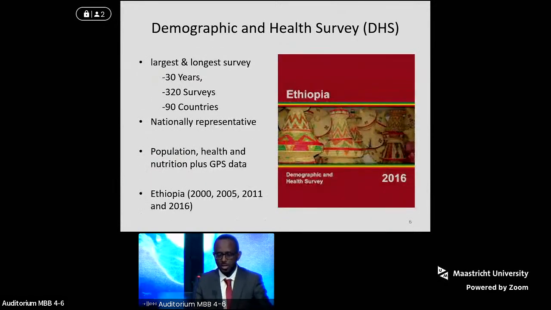We have also used the Demographic and Health Survey of Ethiopia. As you know, the Demographic and Health Survey is the largest and longest-running survey globally. It has been there for more than 30 years and has conducted more than 320 surveys so far, operating in more than 19 countries, Ethiopia being one. It is nationally representative data, and it focuses on population, health, and nutrition, also GPS data. Ethiopia has so far conducted four rounds of the national Ethiopian Demographic and Health Survey in 2000, 2005, 2011, and 2016. This is the picture of the cover page of the 2016 Ethiopian Demographic and Health Survey.